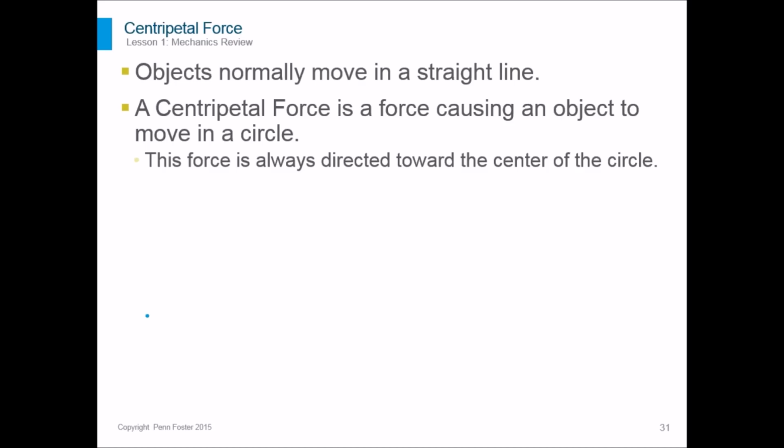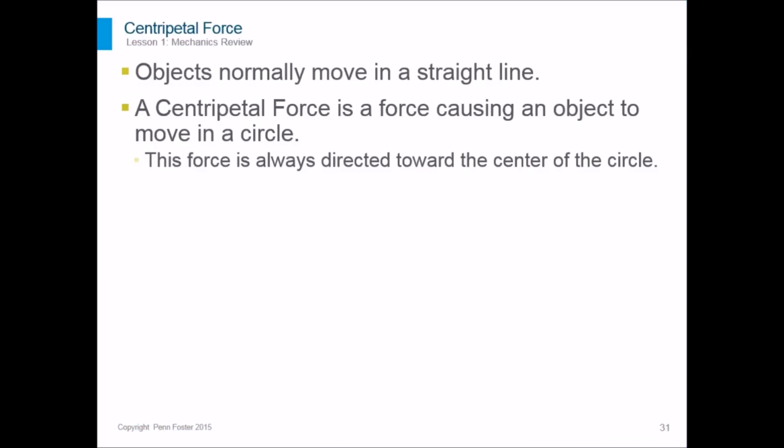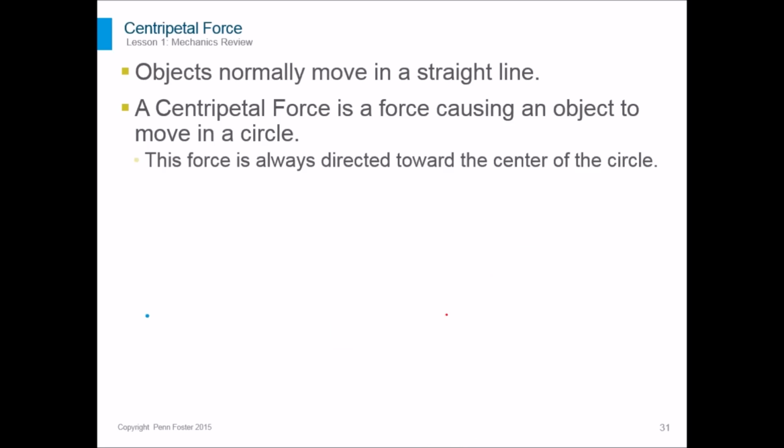The force that causes something to move in a circle is called a centripetal force. And that force is always directed towards the center of the circle. So let me just bring up that little animation again. Remember, you need to force something to actually move in a circle. So this object wants to go in a straight line that way, but the centripetal force is what pulls it towards the center and causes it instead to go in a circle.